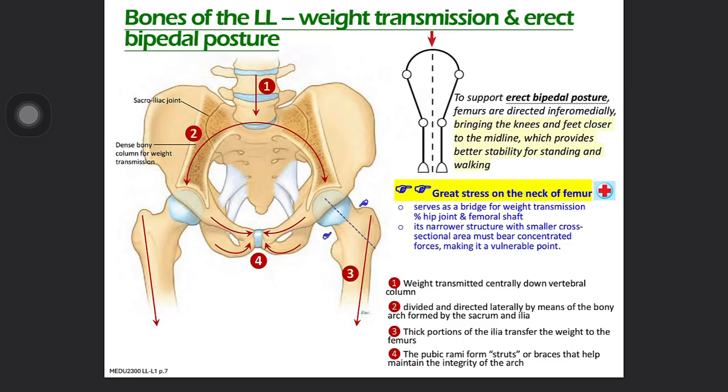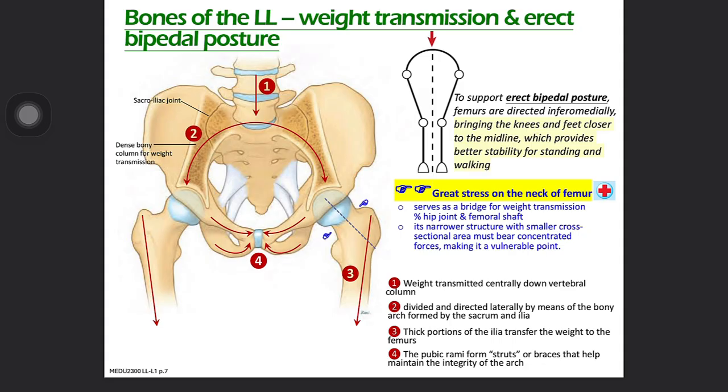So to support upright standing, our femurs are directed downward and a bit toward the midline, okay? So that brings the knee and also the feet close to the midline and it gives better stability for standing and walking.